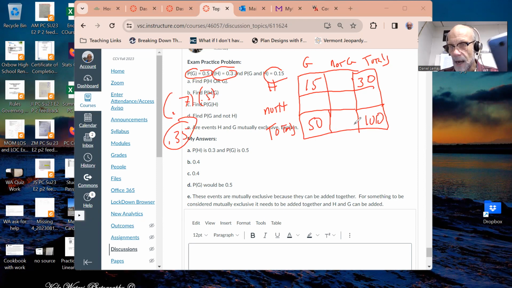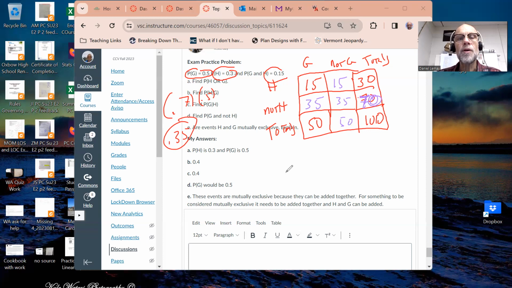So now let's fill in. I think I know enough to fill in the rest. So 30 plus 70. Here, let me go to a different ink so that I can see what I calculated. So 70, because 30 plus 70 is 100. And then 15 plus 15 would be 30. And 35 would be 50. And if 70 of them are not H, that would have to be 35. And then this together would also be 50, and that checks.